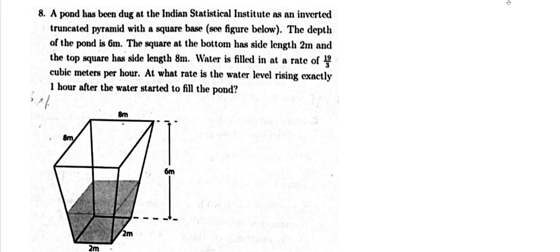Today we are discussing the subjective part of the ISI BStat paper, and this is question number 8, where we are given a truncated pyramid tank with a square base and a depth of 6 meters. The square at the bottom is 2 meters each side. The top square is 8 meters each side, and the filling rate of water is 19 by 3 cubic meters per hour. We have to find at what rate the water level is rising 1 hour after the water started to fill the pond.